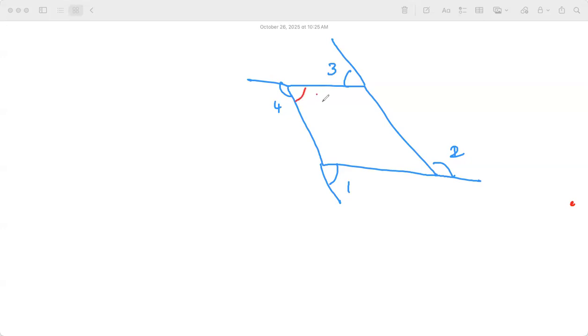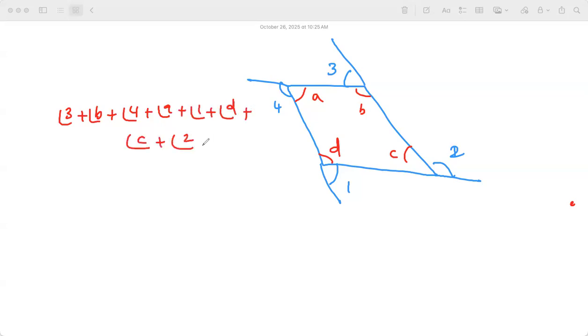Okay. Let's see. A, B, C. I'll show for two, then it follows for the rest, because it goes on getting bigger and bigger. Okay, how about this? You know that 3 plus B plus 4 plus A plus 1 plus D plus C plus 2 is what? I'm adding all of this. How much is that? 720. You got it. Now, do you know A plus B plus C plus D what it is?